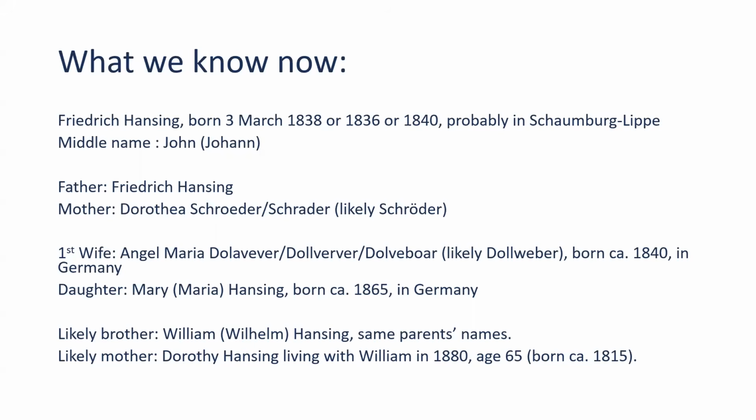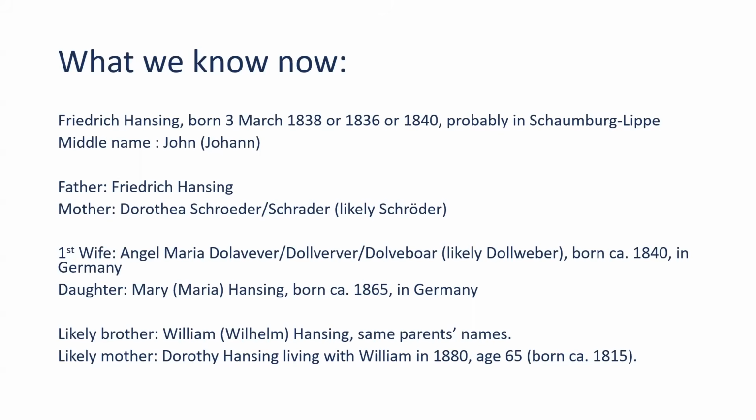So this is a summary of what we know now. We know that Fred Hansing was born the 3rd of March of 1838, or 1836, or 1840, probably in Schaumburg-Lippe, but we don't have a specific town. He had a middle name of John or Johann. His father was named Frederick as well, or Friedrich. His mother was named Dorothea Schroeder or Schrader, which would likely be Schröder in German. We don't know if that's her maiden name or if that's a prior married name.